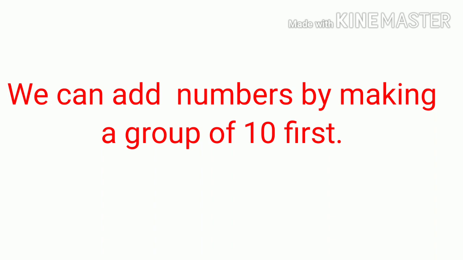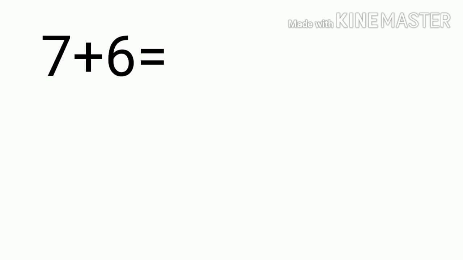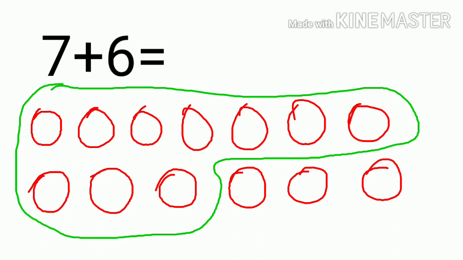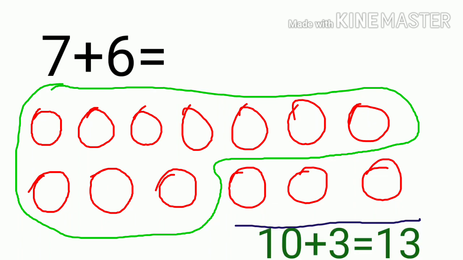So we can add numbers by making a group of 10 first. Let us see how to add numbers by using this. Here we have to add 7 and 6. How will you add 7 and 6? To add 7 and 6, first we will draw 7 circles. Then we will draw 6 circles. And we have to make a group of 10 first. To make a group of 10, let us join 3 more circles to 7 circles. Now we get 10 circles and remaining 3 circles. We know 10 plus 3 is equal to 13. So we can say that 7 plus 6 is equal to 13. So children, in this way you can add two numbers by making a group of 10 first.